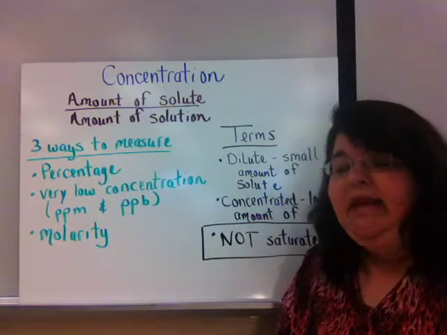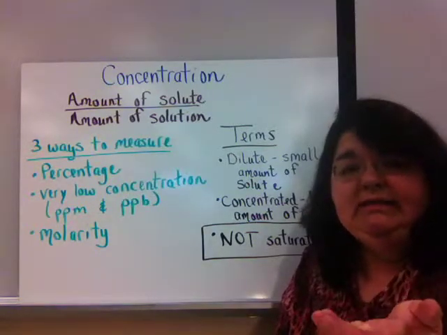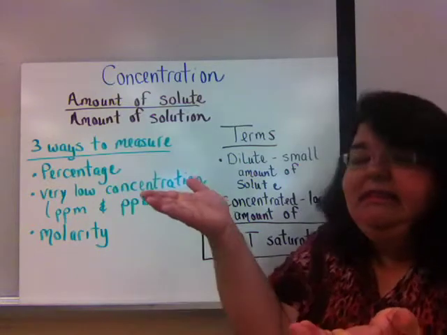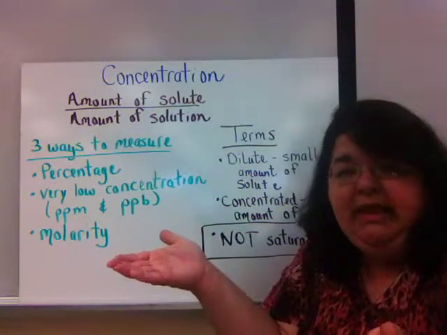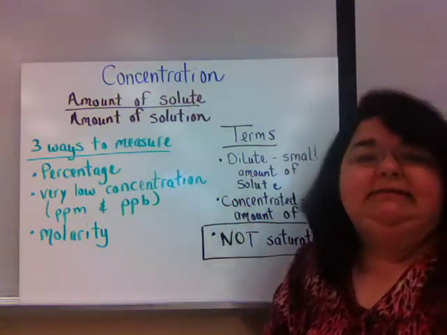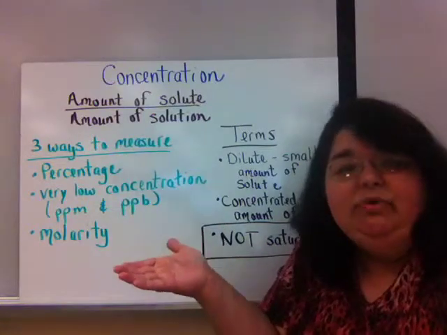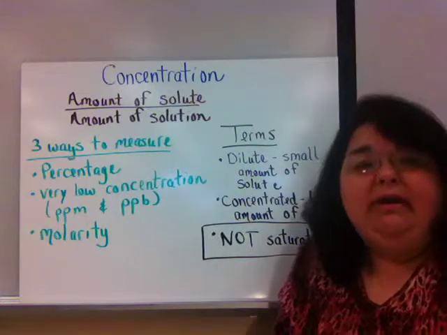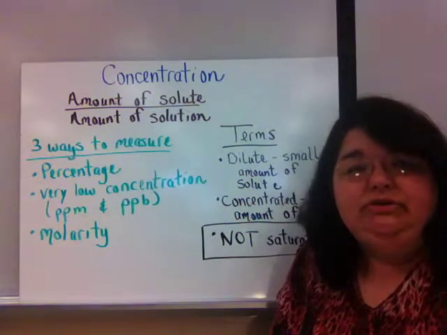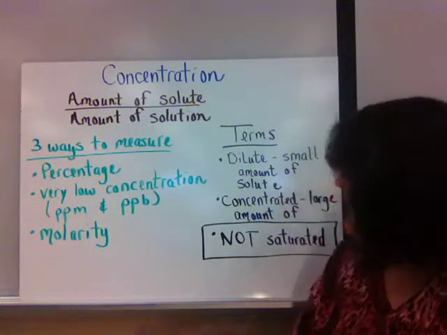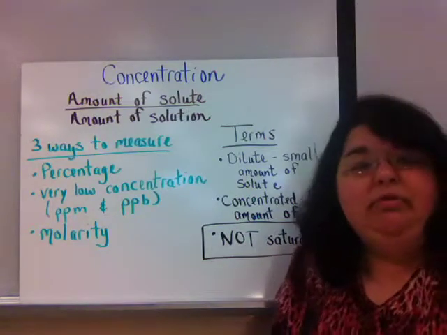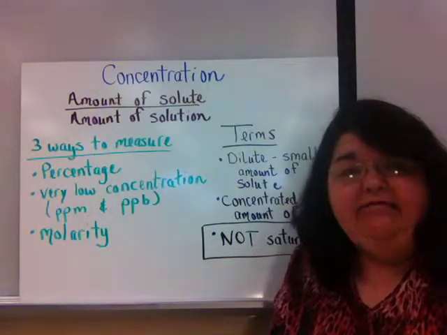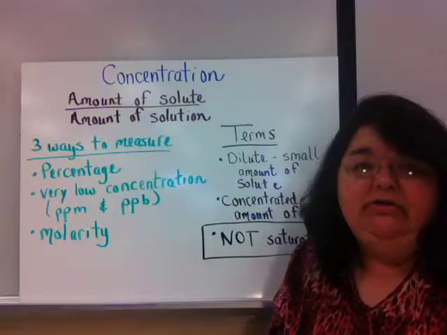Dilute means that solution A is less concentrated than solution B. But concentrated means that solution B has more solute in it than solution A. So these two words are about comparison from one solution to another of the same solute, where saturated was more about, does it have the maximum amount of solute that it can hold.